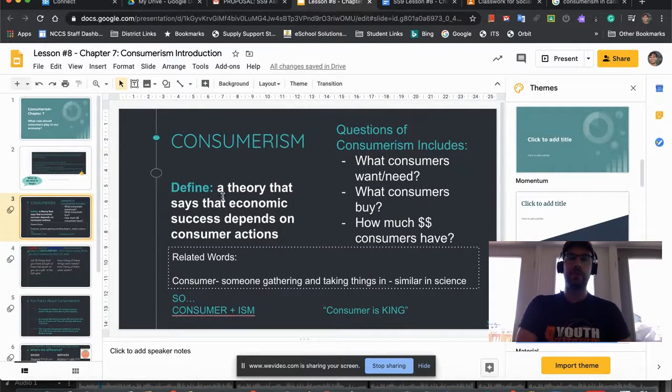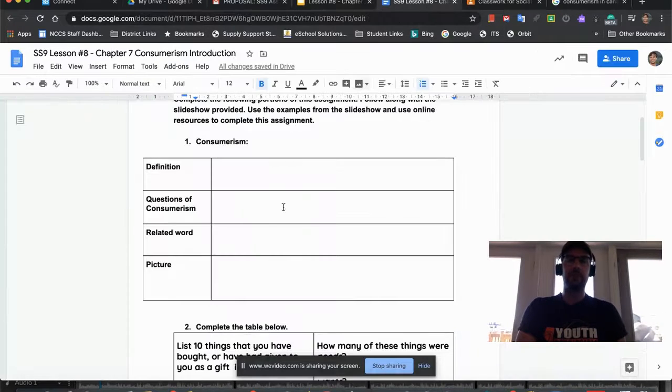Consumerism, as it says here, is defined as a theory that says that economic success depends on consumer action. So we, as consumers, you and I, are the people that drive economic success by what we buy, the products and services that we pay for. This whole chapter is for us to think about the products and services we buy, why we do it, think about our own consumer behavior, and look at advertising, and then also the effects of consumerism, which we'll get to later.